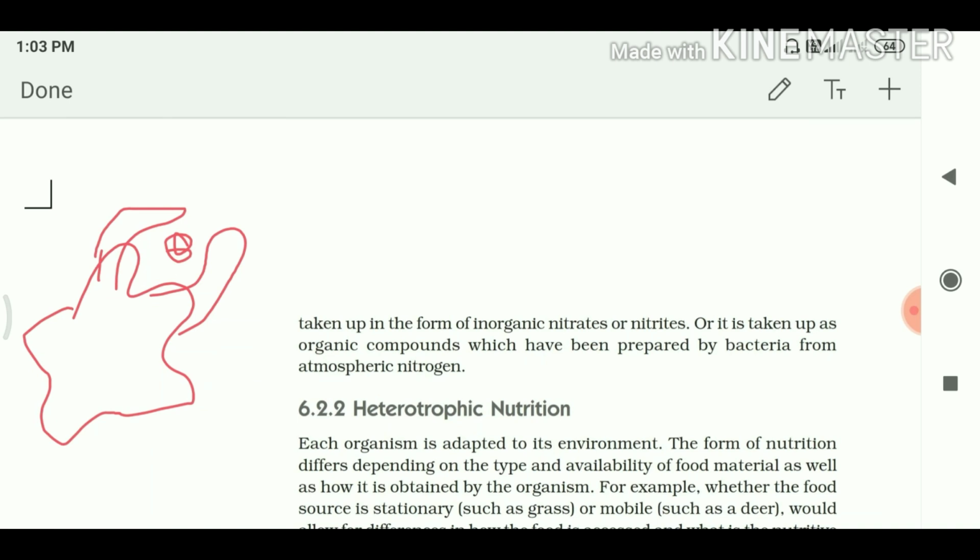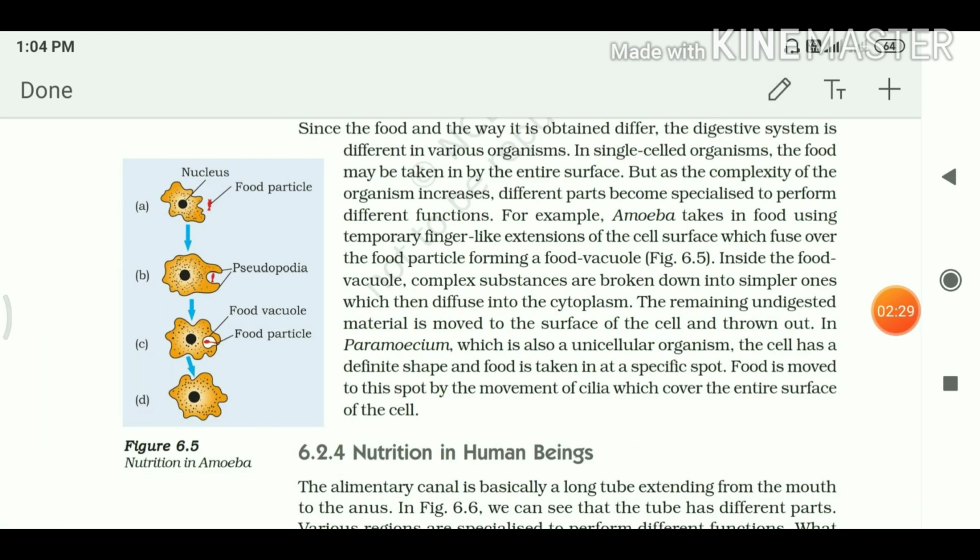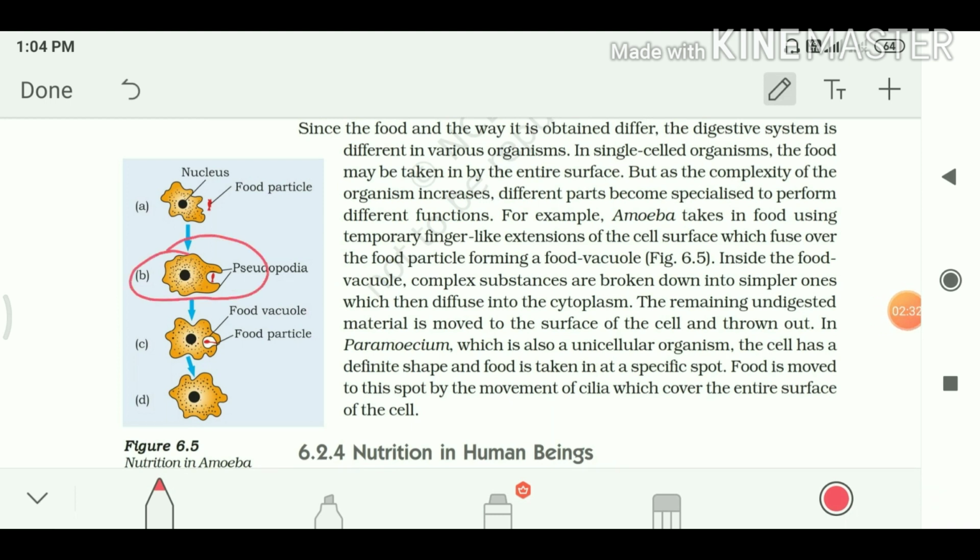Amoeba forms the pseudopodia and they take the food particle inside its body in one vacuole. They store these food particles in a vacuole, right? So this process is known as ingestion. Here you can see in this figure also that the pseudopodia form and they take in the food particle. Food particles are stored in the food vacuole. Done. So here the ingestion step is complete.